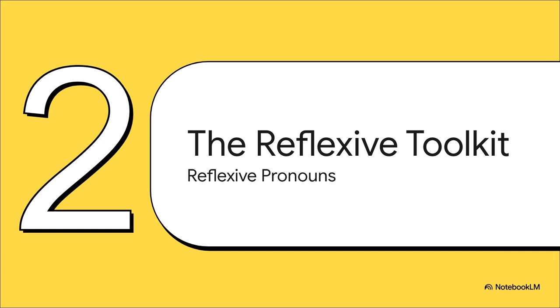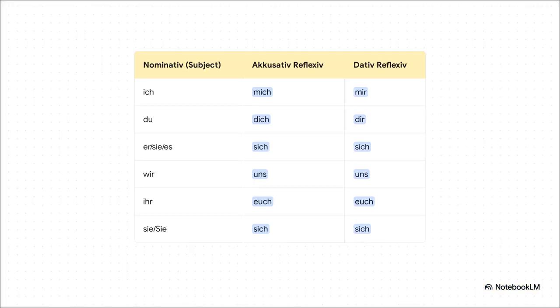So, how do we actually use these verbs? Well, you're going to need the right tools for the job. And in our case, the tools are those reflexive pronouns we just talked about. Let's open up the toolkit and see what we've got. Okay, don't let the chart scare you. It's simpler than it looks.